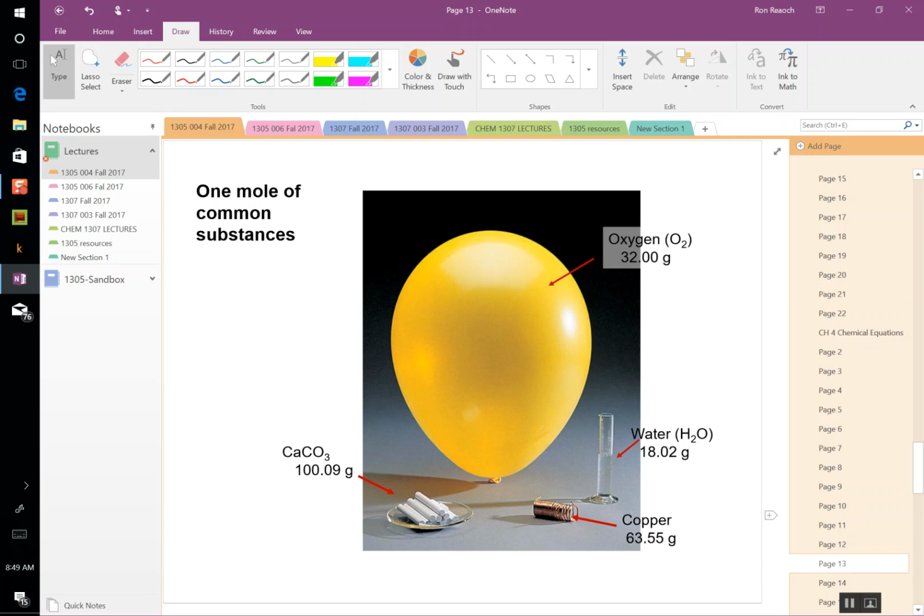1 mole of oxygen is about 22.4 liters of oxygen. It's about a little bigger than a basketball. Calcium carbonate, water, 18.02 grams or 18.02 milliliters of water is a mole of water.